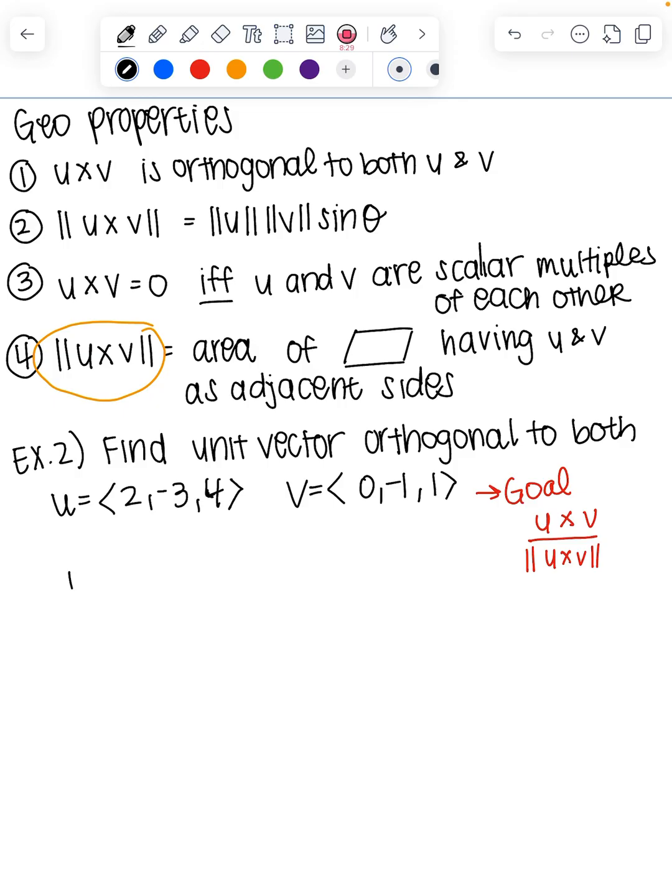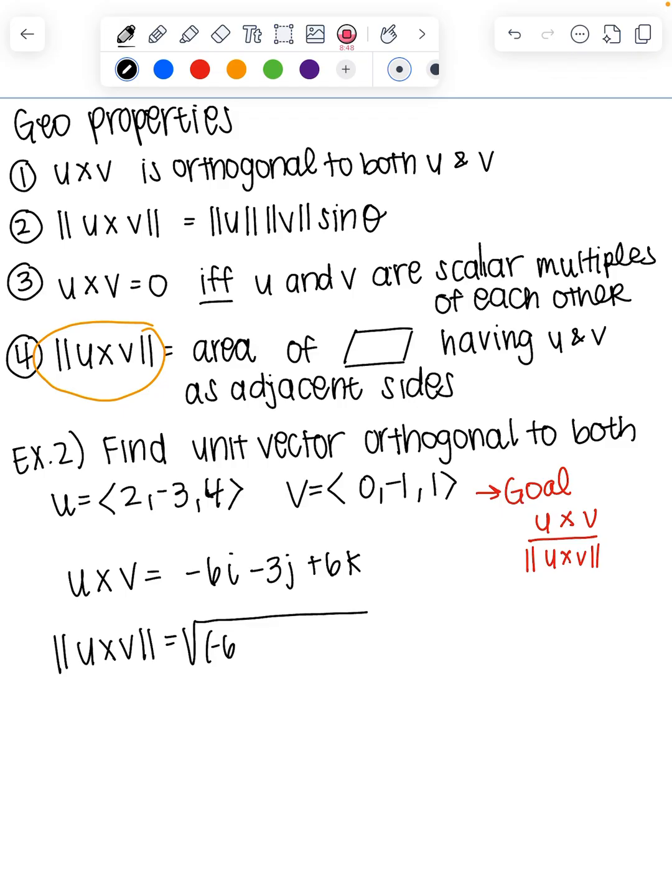So I'm going to go U cross product of V and I'm going to give you the answer. Is a -6i minus 3j plus 6k. Right? And I need to find the magnitude of this. So I have the square root of -6 squared plus -3 squared plus 6 squared. Which is the square root of 81, which is 9.